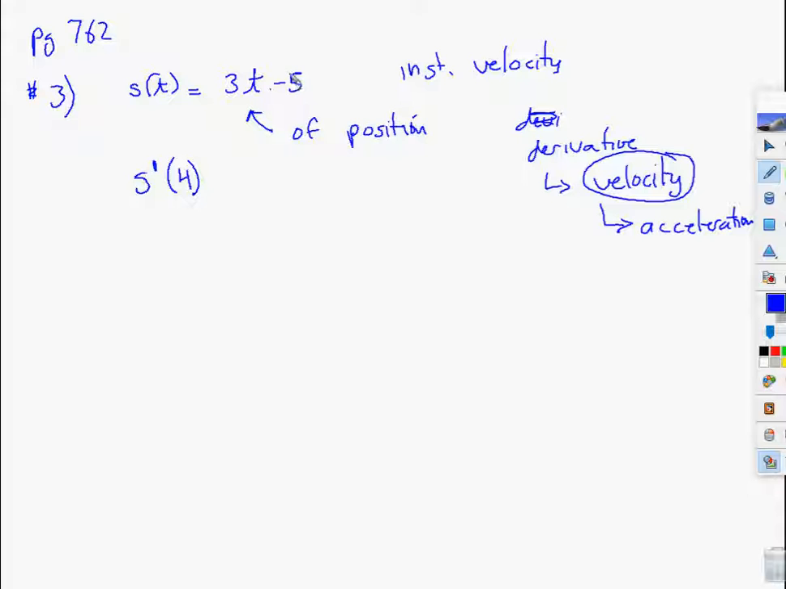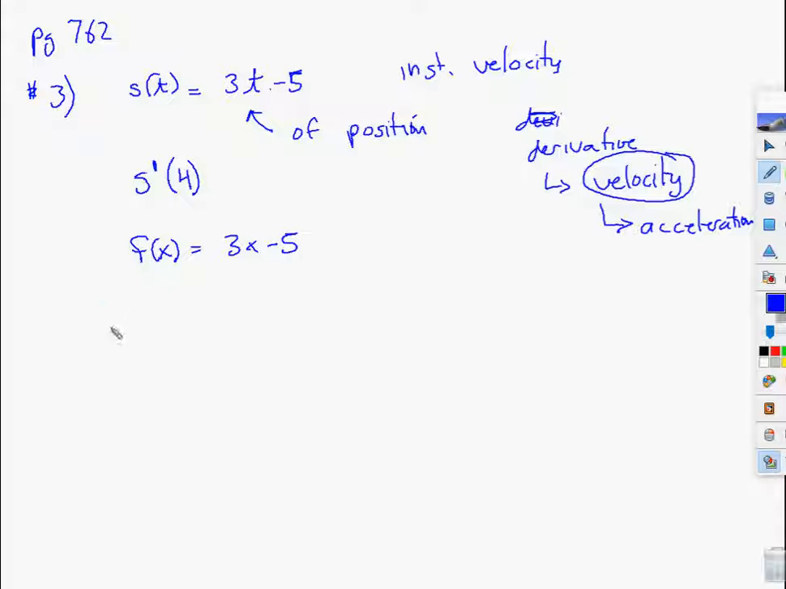Now, just for ease, because s's and t's are going to be confusing, I'm going to go ahead and change it to f of x equals 3x minus 5, just because we're used to that. But x is representing a time. And what we want is the velocity at time 4. So we're going to have to find the derivative, the instantaneous velocity at point 4.